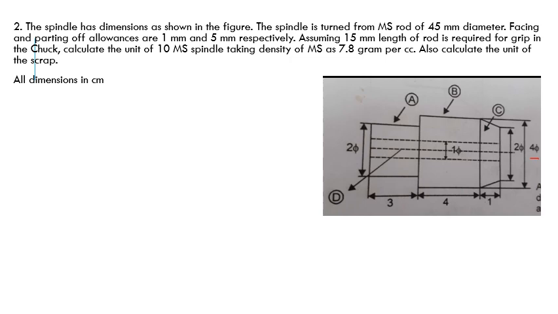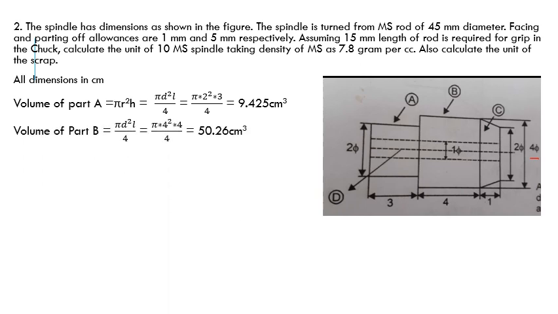So let me start with calculation of the volume of this part. To start with, again I will divide this into 1, 2, 3, 4 parts. Part A, you can very easily make it out. It's in the form of a cylinder. I will use the formula pi r squared h. I substitute the values: 2 centimeters is the diameter, 3 centimeters is the length, and 9.425 centimeter cube is the volume of part A. Then part B has a volume of 50.26 centimeter cube. That also we can see is in the form of a cylinder.